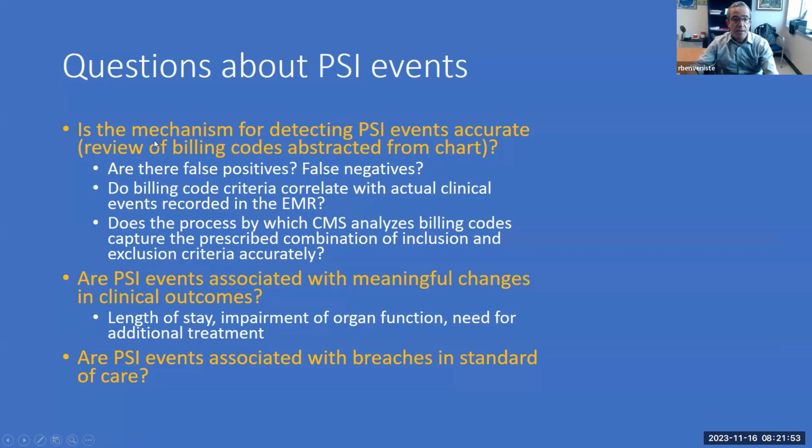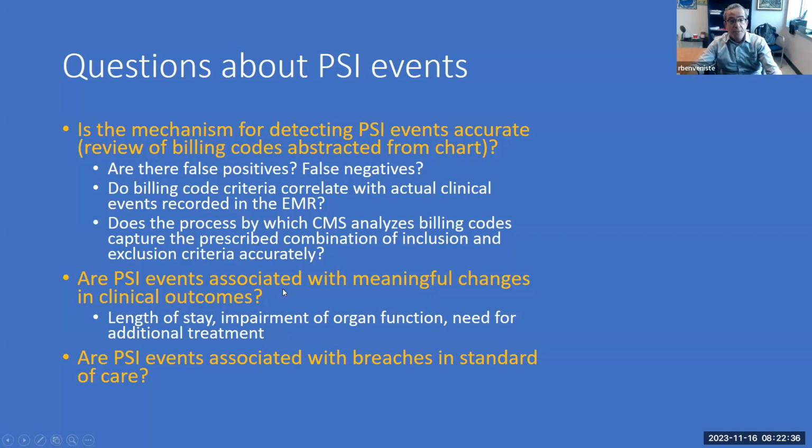So we wanted to ask, is the mechanism for detecting PSI events that the government uses accurate? That's review of billing codes that are taken from, actually not the chart, but the computerized files that are sent for billing purposes to Medicare. Are there false positives or false negatives? Do these billing code criteria actually correlate with actual clinical events that we can detect by reading the chart? And does the process by which CMS analyzes the billing codes capture the prescribed combinations of inclusion and exclusion codes accurately, based on our own review of those packages of codes that are sent to Medicare?